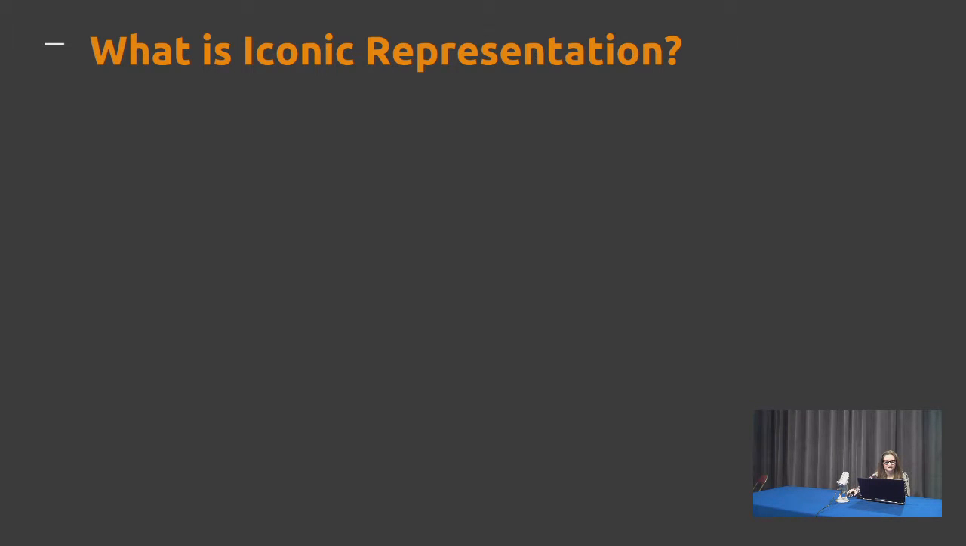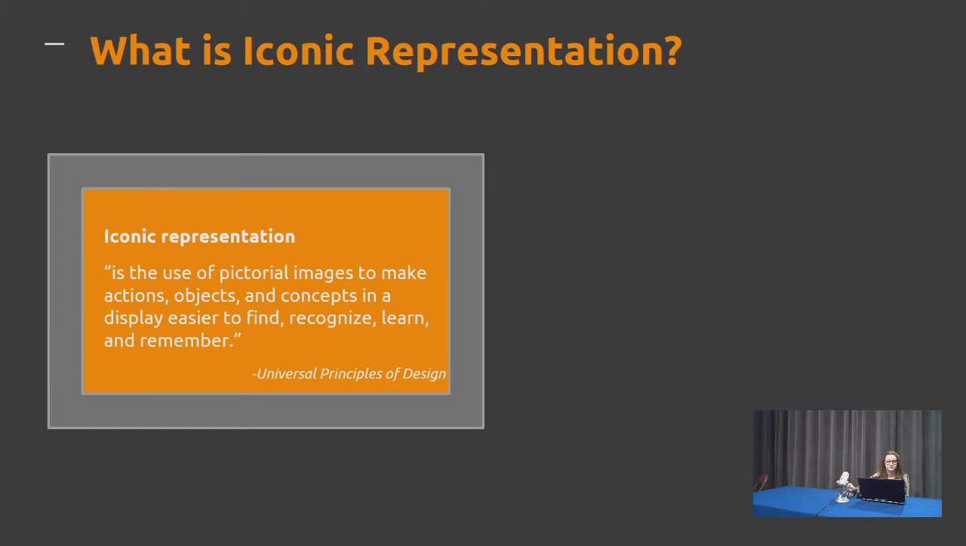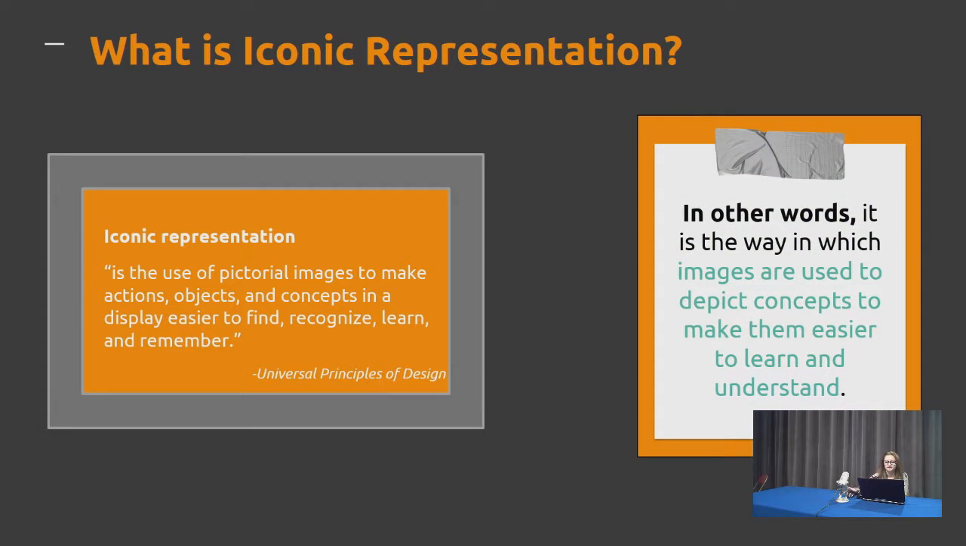So basically what it is, according to the textbook, is the use of pictorial images to make actions, objects, and concepts in a display easier to find, recognize, learn, and remember. So that's a little confusing, so I broke it down a little bit. Basically it's the way that we use images to depict concepts so that they're easier to learn and understand.